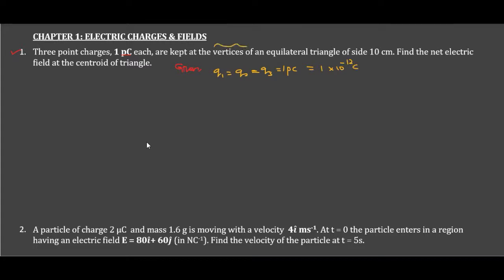Next, they mention the vertices of an equilateral triangle. The side is 10 centimeter. So we have to focus on SI units. So A is nothing but 10 centimeter, which we convert into meter. So 10 power minus 2 meter. So finally we can write 0.1 meter.